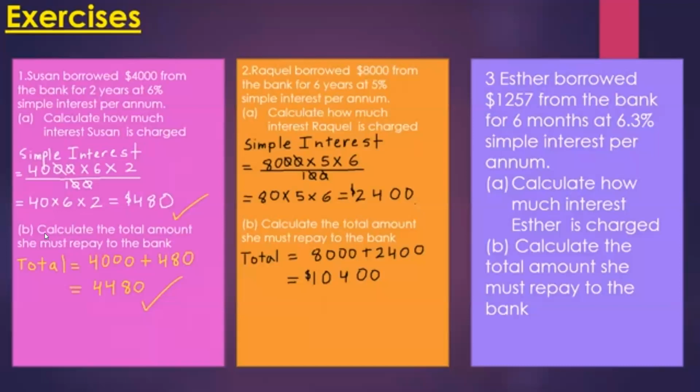And then B says, calculate the amount she must repay to the bank. So all you have to do is add the principal and the simple interest, which is 4,000 plus 480, which gives you 4,480. Good. Very good.